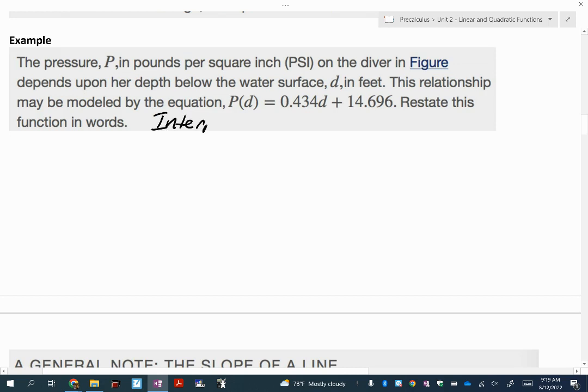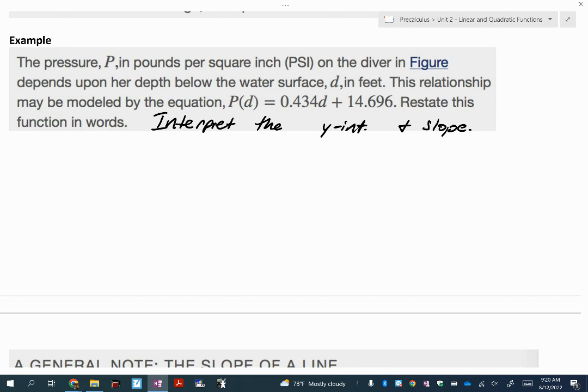So I'm going to write that I interpret the y-intercept and the slope. I do these in 2 steps. Some people will do it in 1 step. I like to do 2 separate sentences. It's easier for my brain to understand what's going on with these 2 different components of the function.